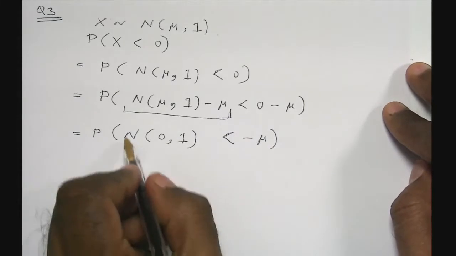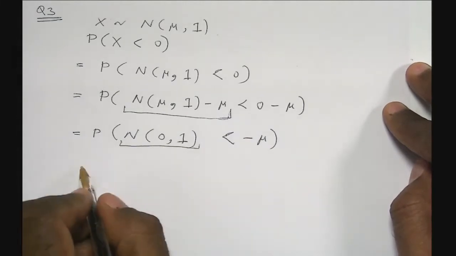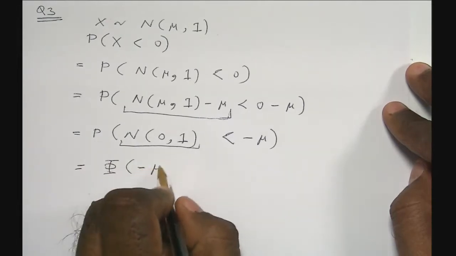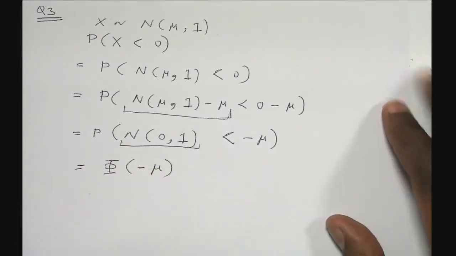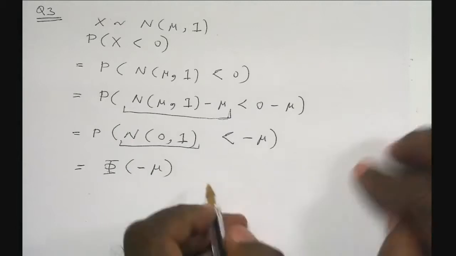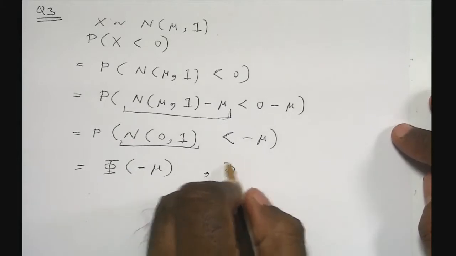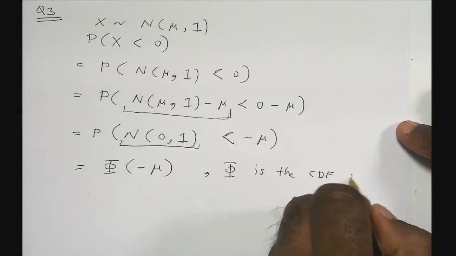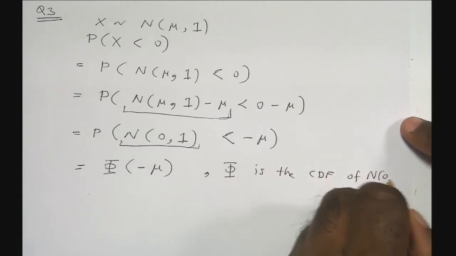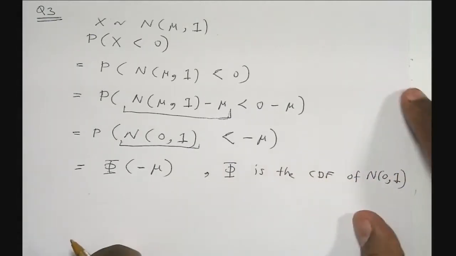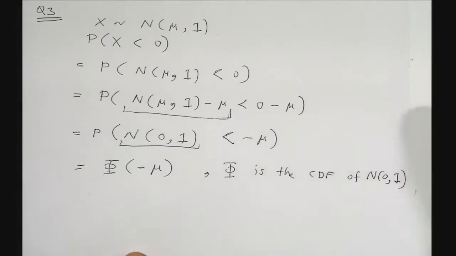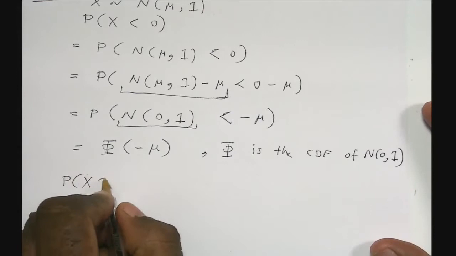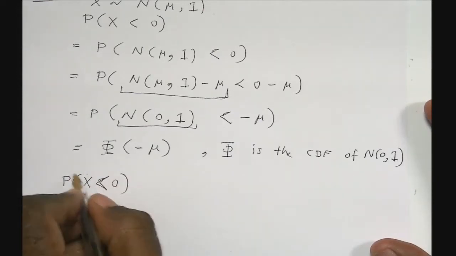Right? Now you know this guy. This is simply the CDF phi at minus mu. Remember, phi denotes the CDF of standard normal. Okay. So, returning to the question, guys. The question is to find the MLE of this, right?